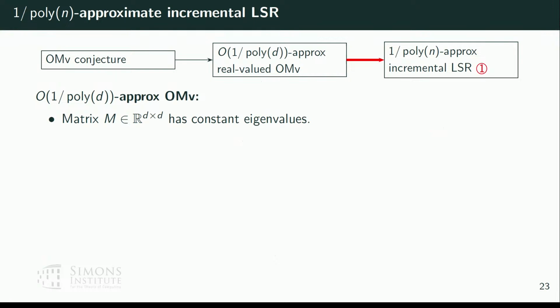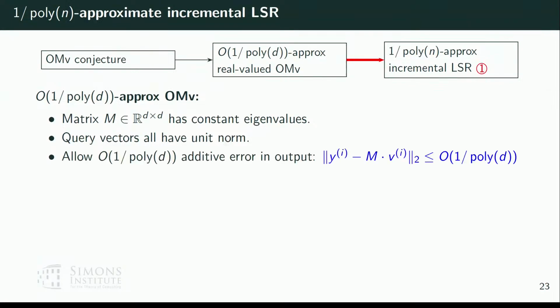Okay, so now we wanted to reduce, so let me first give you the statement of this 1-over poly d approximate OMv problem. So here we assume that our matrix has real values instead of just Boolean values, but we need to assume that it has constant eigenvalues. So we need to assume that all the norms are constants. And we also assume that the query vectors all have unit norms. And then we want the algorithm to output some vector yi that has a 1-over poly d additive error compared to the exact solution. Okay, and this problem will take d squared time if the OMv conjecture is true.